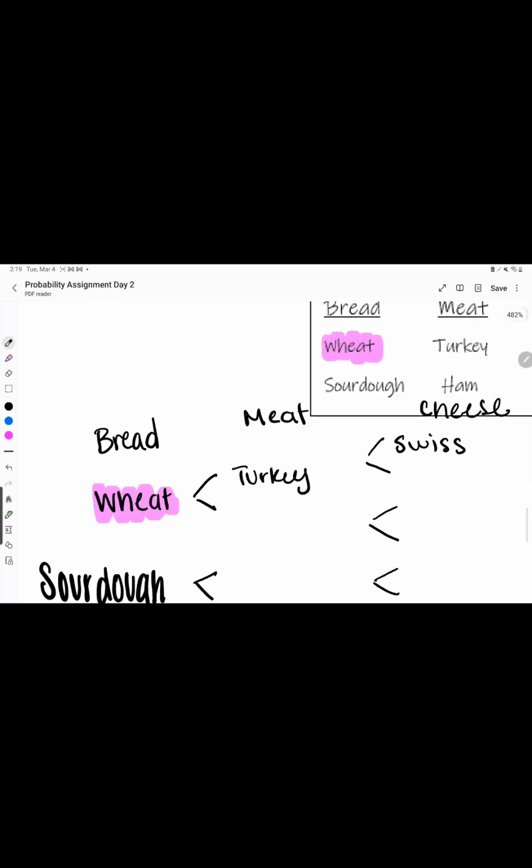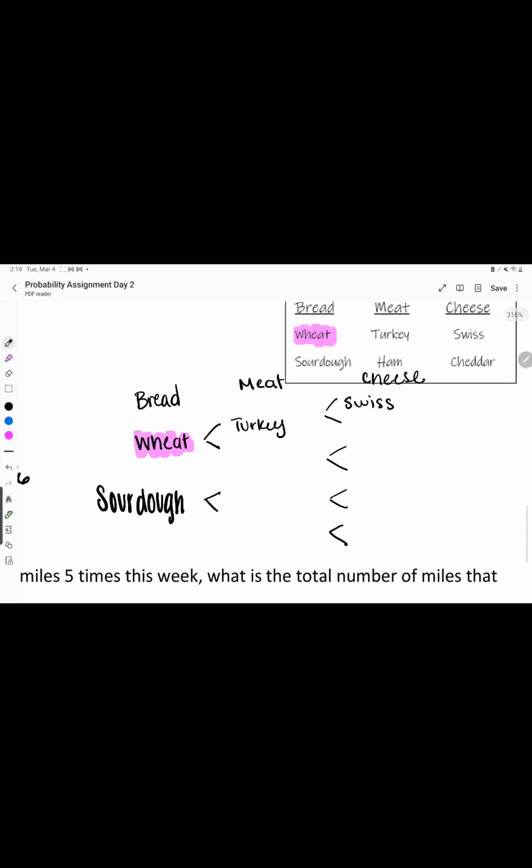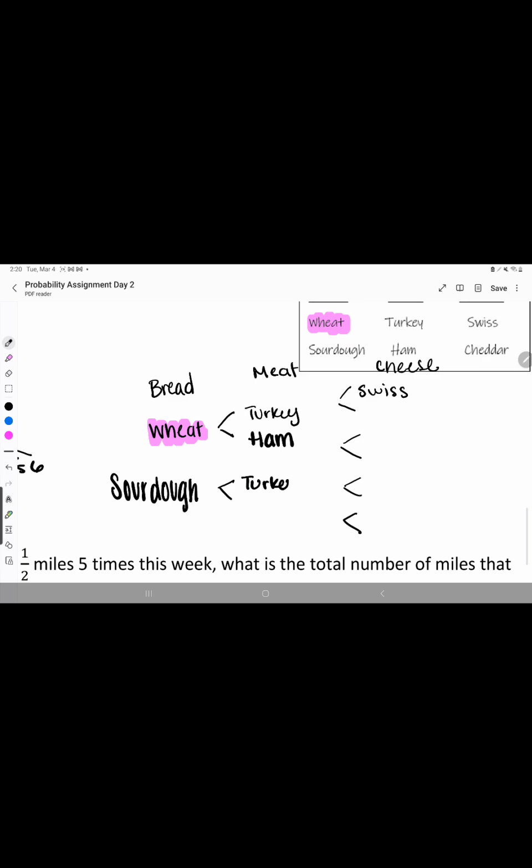Well, let's say you choose the wheat option. What kind of meat could you put on your sandwich? You could either choose turkey or you could choose ham. Then let's say you pick sourdough. What are your meat options if you pick sourdough? You can either get turkey or ham.